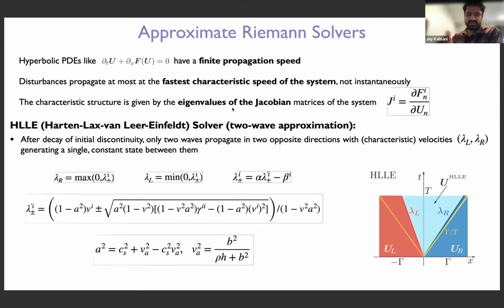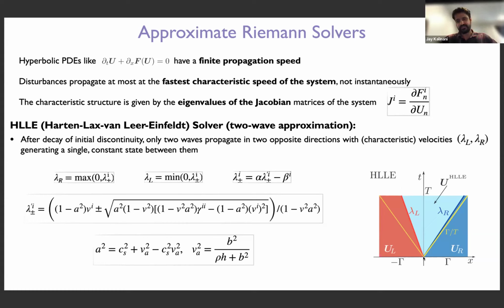And next, once you have your Riemann problem set up, there are different ways of computing the flux. For example, one of the standard solvers is what is called the HLLE solver, which assumes what is called a two-way approximation. So imagine on the right, as you have the diagram, you have a discontinuity at t equals 0.